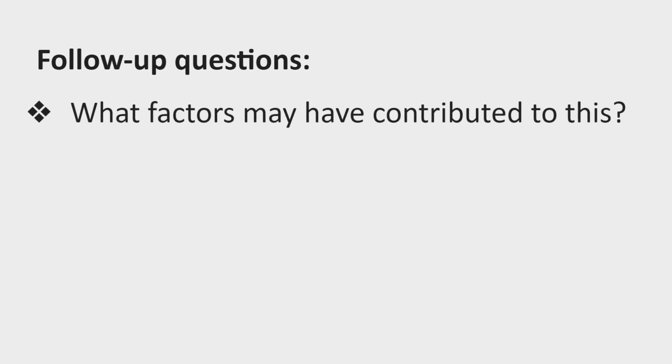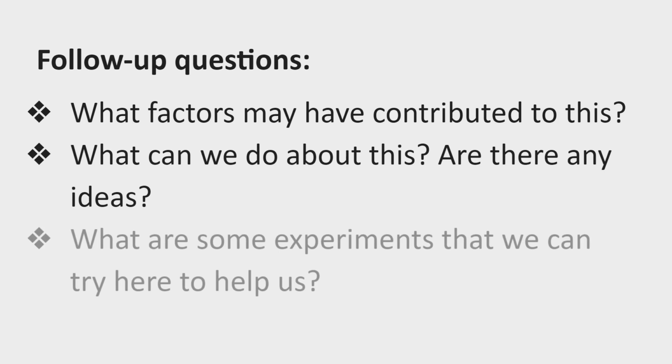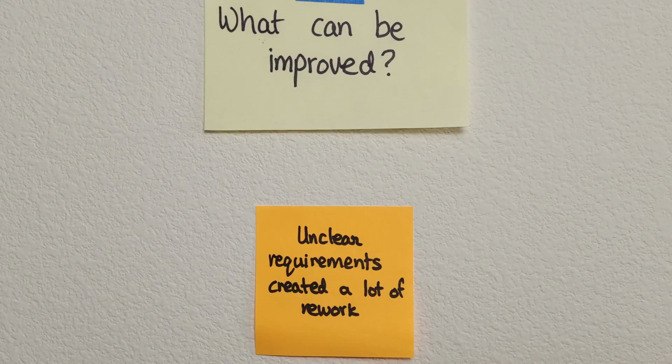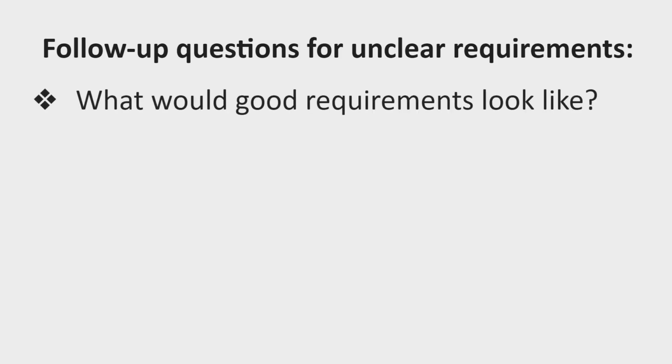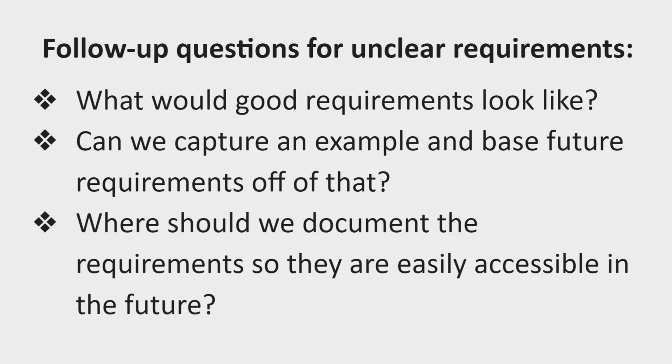Here are some example questions. What factors may have contributed to this? What can we do about this? Are there any ideas? What are some experiments that we can try here to help us out? Going back to our earlier example of what is not working well, unclear requirements created a lot of rework as we weren't sure what to build. Some sample follow-up questions you can ask here are, what would good requirements look like? Can we capture an example and base future requirements off of that? Where should we document the requirements so they're easily accessible in the future?